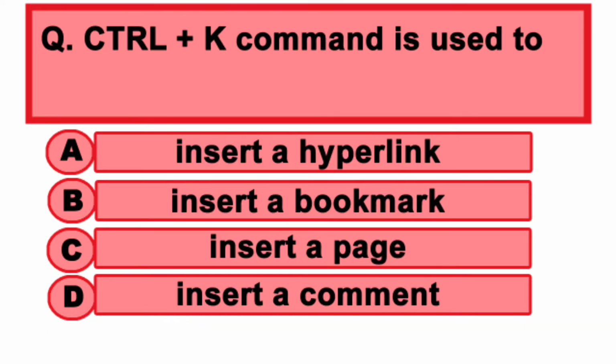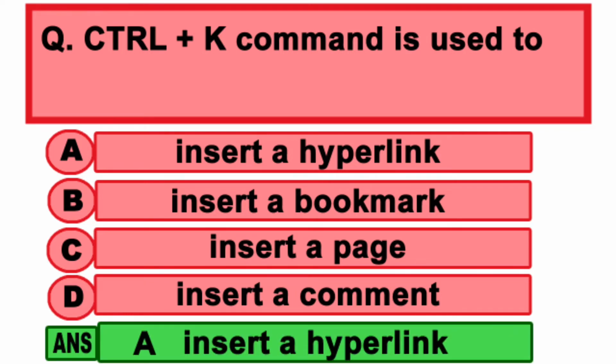Control K command is used to. The options are A. Insert a hyperlink, B. Insert a bookmark, C. Insert a page, D. Insert a comment. Insert bookmark shortcut key: Control Shift F5. Insert comment shortcut key: Control Alt M. Insert second page: Control Enter. Insert a hyperlink: Control K. The correct answer is answer A. Insert a hyperlink.